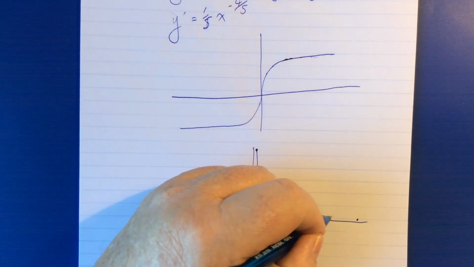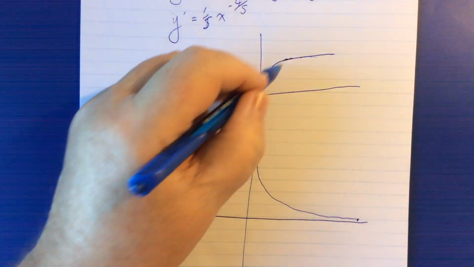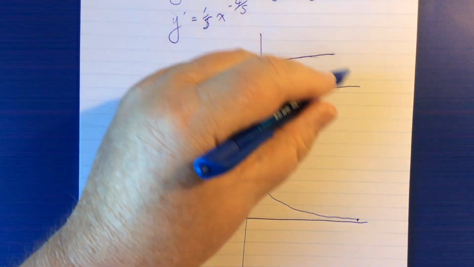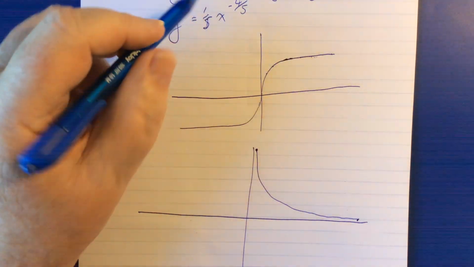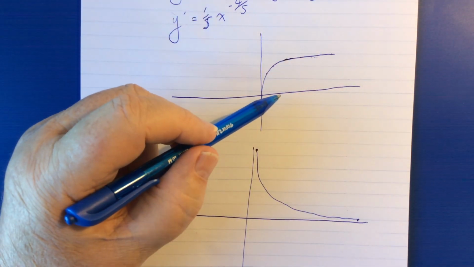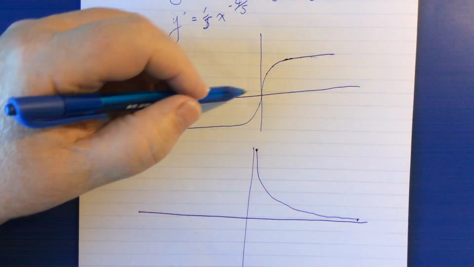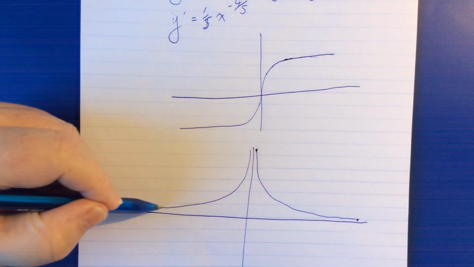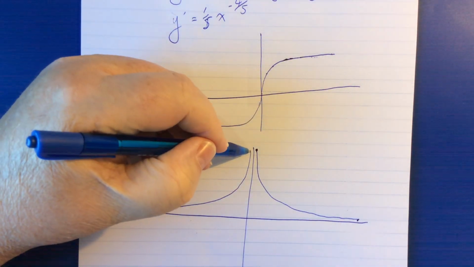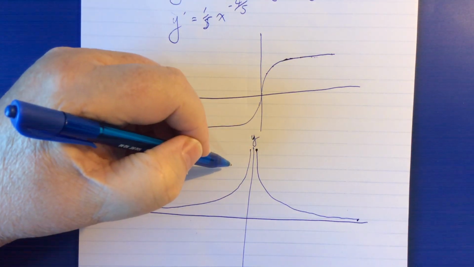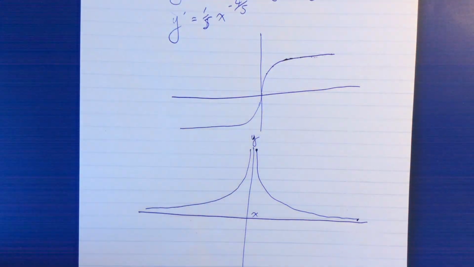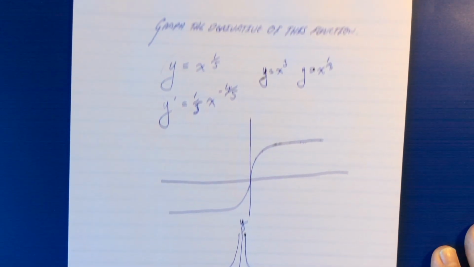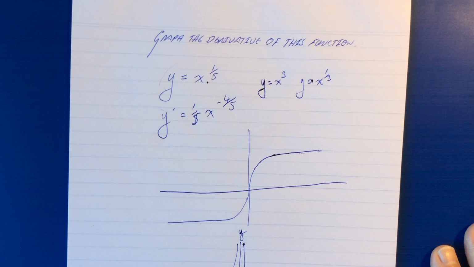And so the graph of the gradient function for this part of y equals x to the power of 1 over 5 looks like this. Correspondingly, this part of it looks like this, and the y-axis is an asymptote and the x-axis is an asymptote. And that is how you figure out what the graph of the derivative of this function looks like.